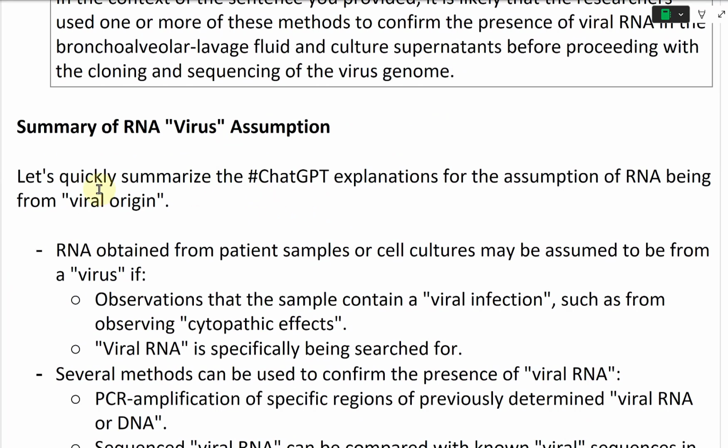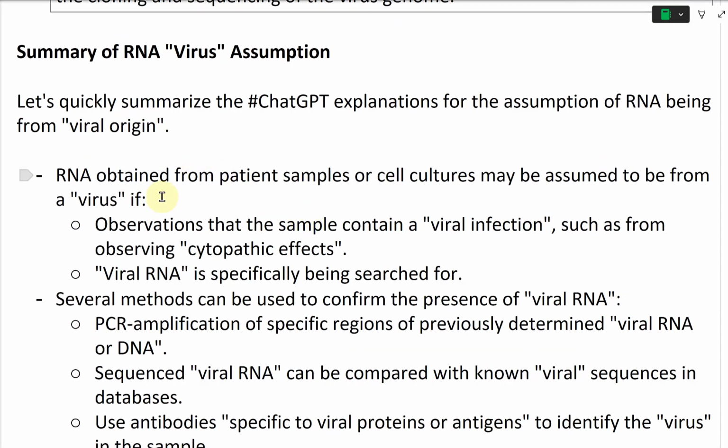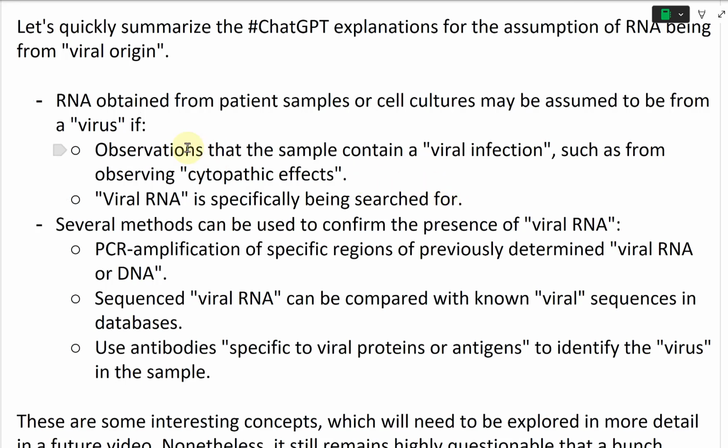So let's quickly summarize the ChatGPT explanations for the assumption of RNA being from viral origin, or quote viral origin. So RNA obtained from patient samples or cell cultures may be assumed to be from a virus if observations show that the sample contains a quote viral infection, such as from observing cytopathic effects, and viral RNA specifically being searched for. So if you're searching for it and you find these sequences, you're assuming it's a virus.